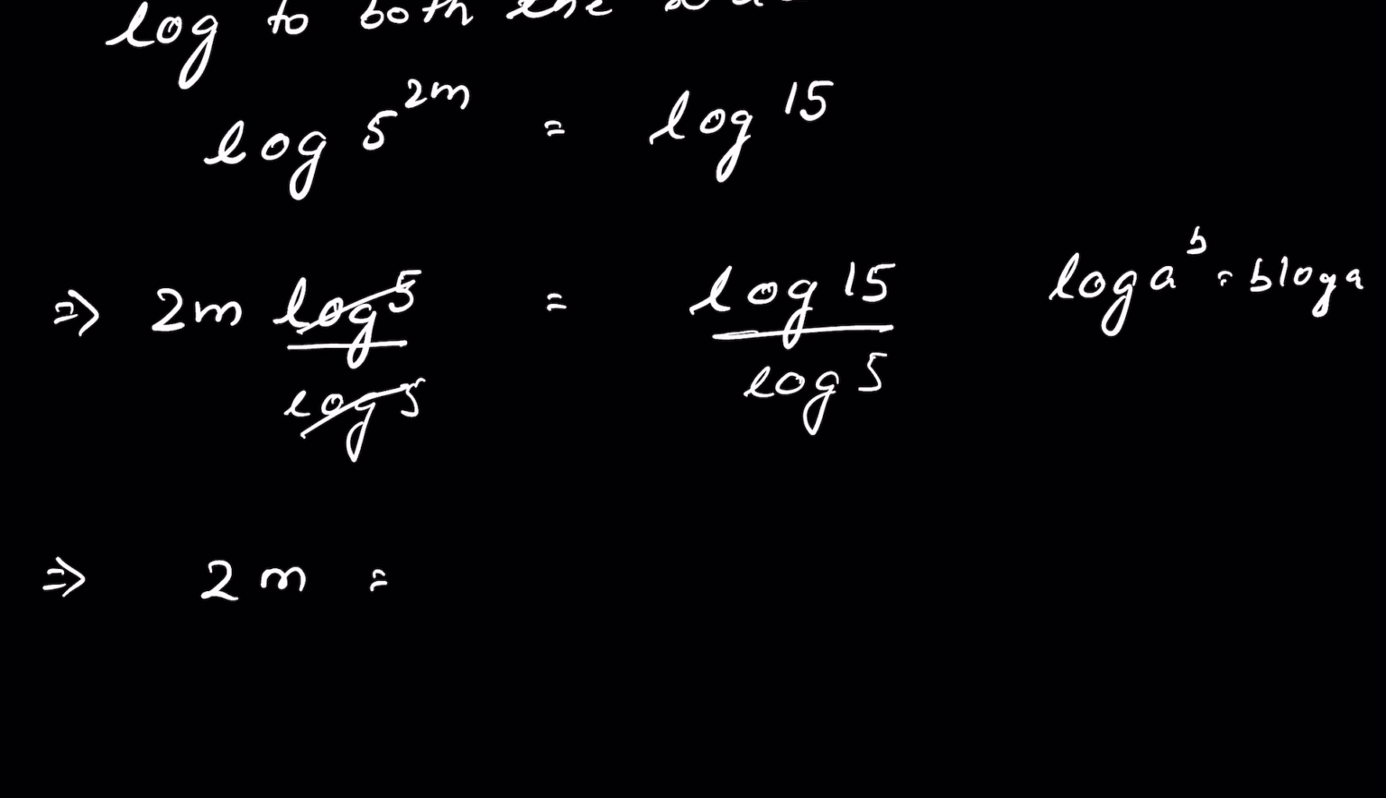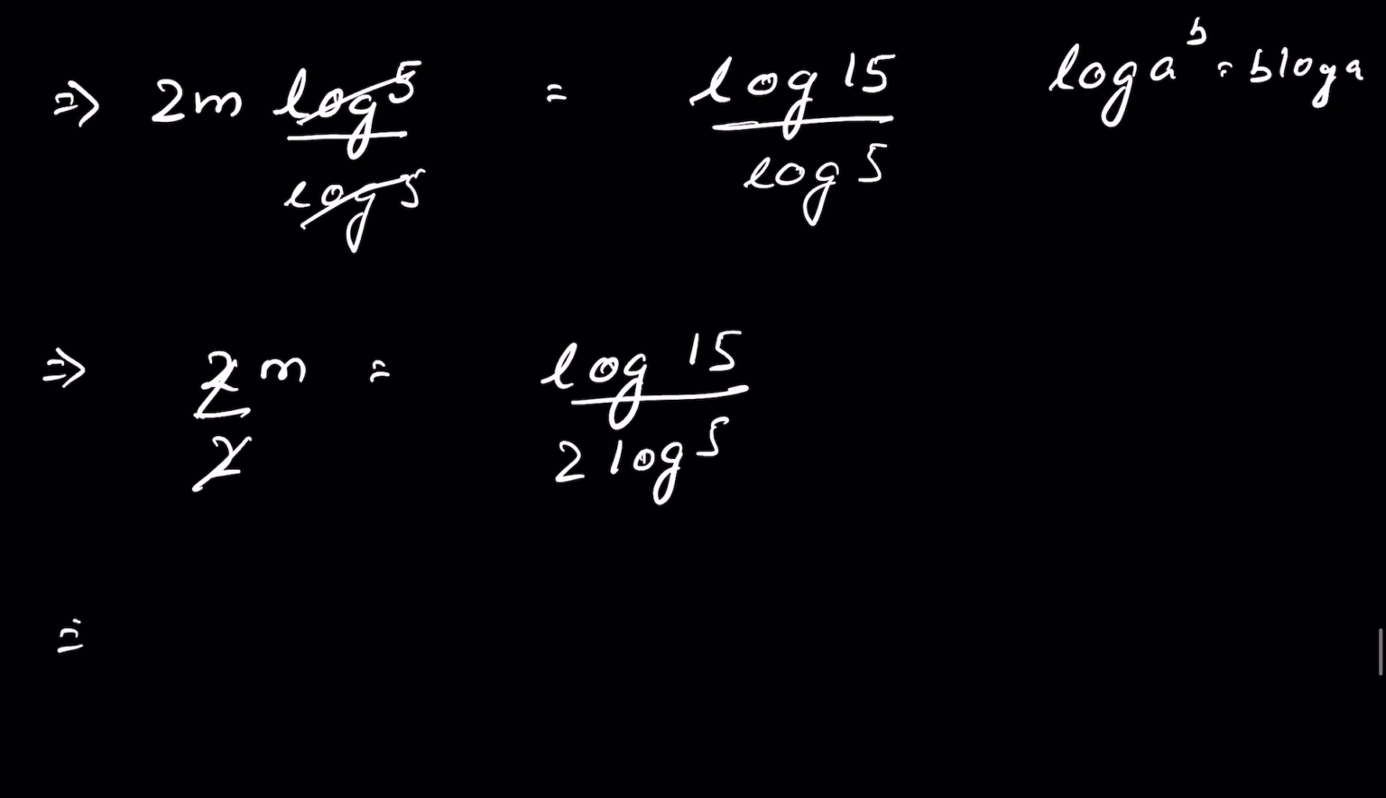2m is equal to log 15 upon log 5. Again divide both the sides by 2. 2 and 2 get cancelled. Therefore m is equal to, we can get the value of log 15 from the logarithm table. So let's check the value in the calculator.